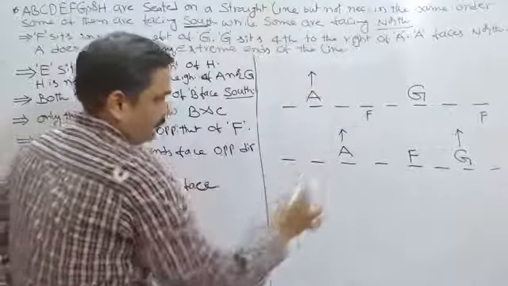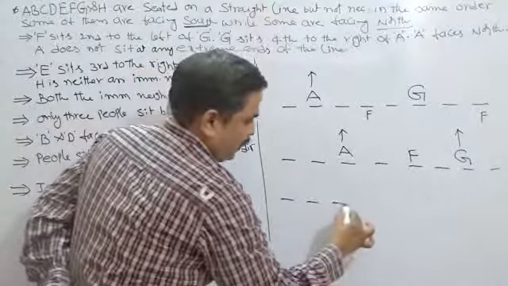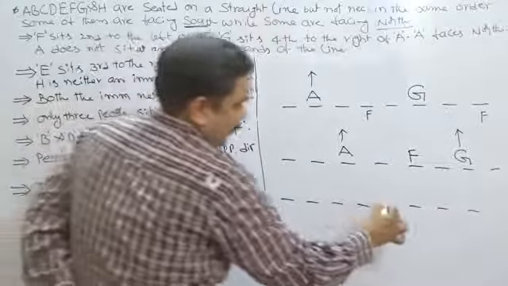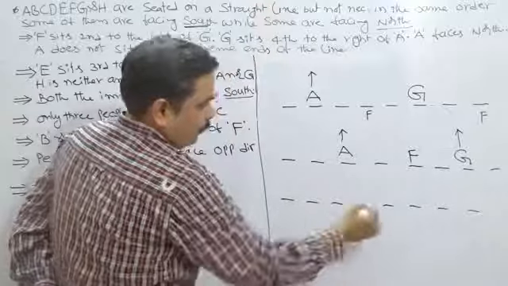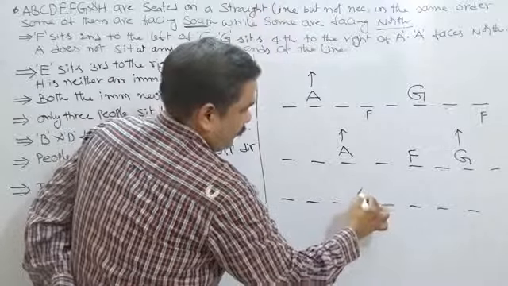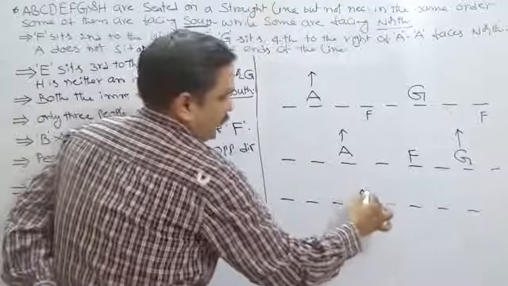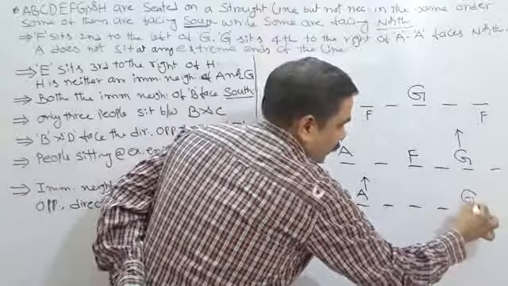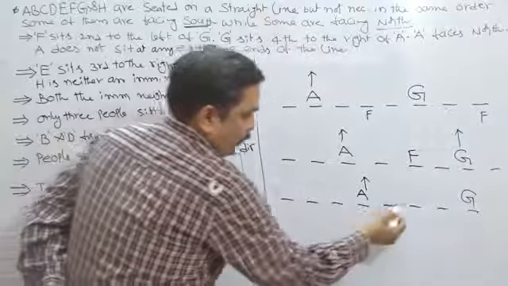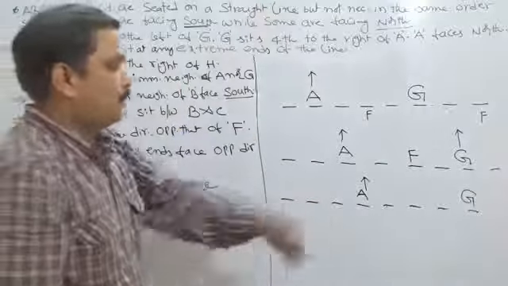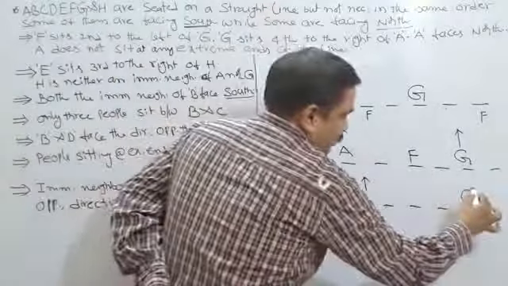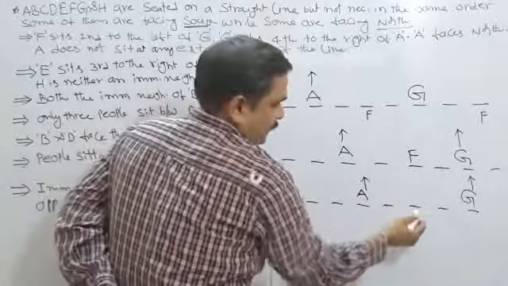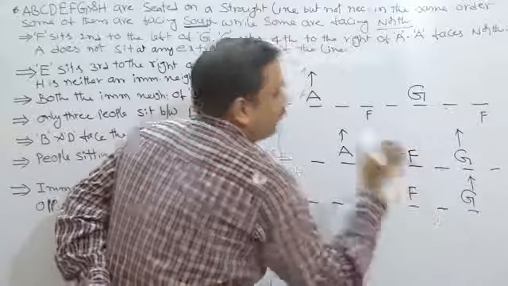So the third possibility may be 1, 2, 3, 4, 5, 6, 7, 8. Now I am taking A here, right? In the fourth place I am taking here, right? If A is facing north, the fourth place should be given to G, right? Now correspondingly, G should face north only, because F is second to the left of G, first, second. It's going to be F.